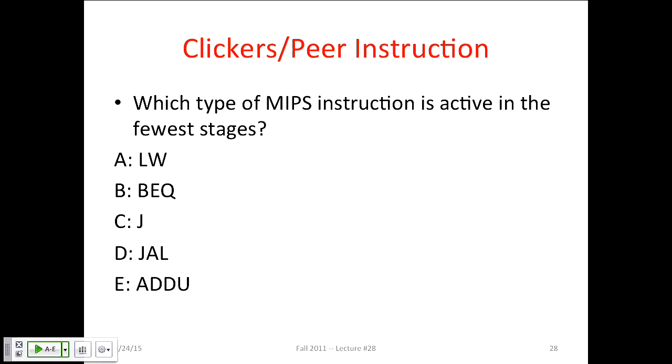Jump and link is similar, except that you actually have to write back the link register address, so that'll take the register write stage as well. And add, as we've seen, also uses the ALU stage. So jump was the right answer in this case.